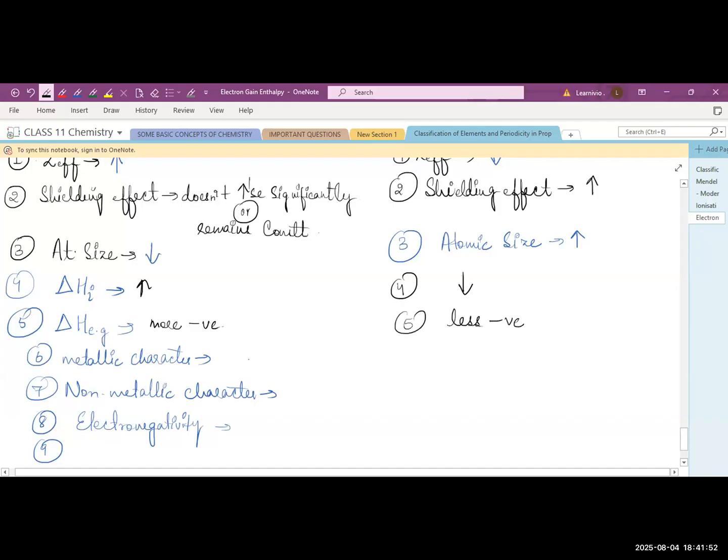Yes, Sunny, tell me about the metallic character. In a period, does metallic character increase or decrease?